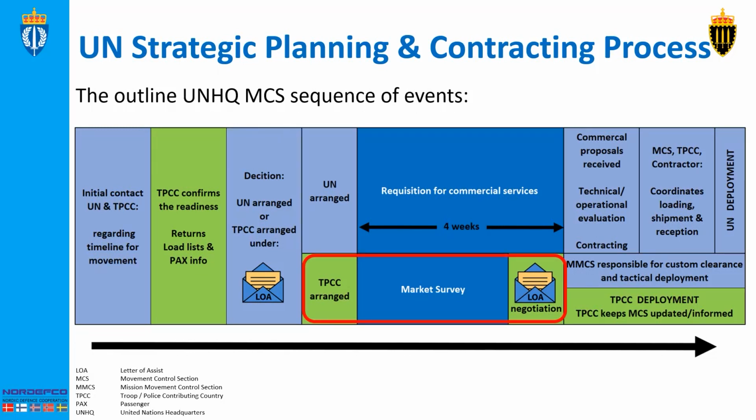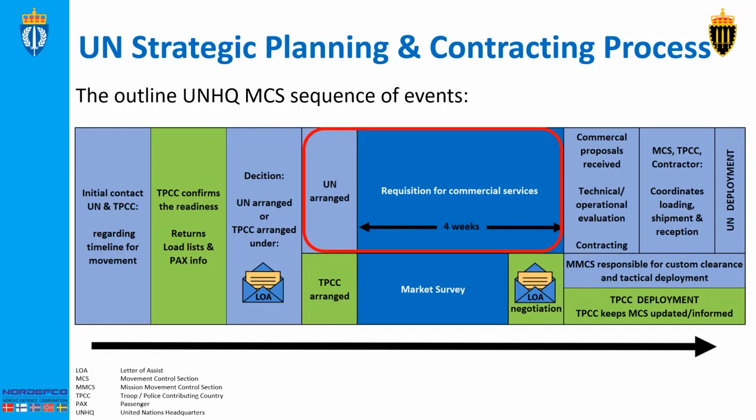If the movement is to be under letter of assist, Movement Control Section will raise a market survey to stipulate the cost of this deployment, what the United Nations would have to pay if they should conduct this deployment. This market survey price is what the United Nations will offer the troop or police contributors during the letter of assist negotiation.